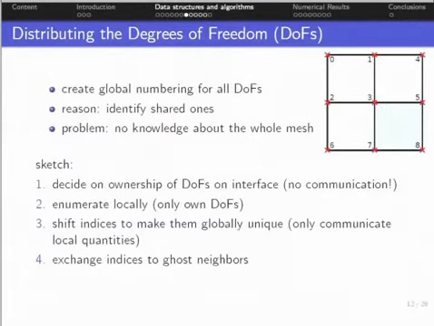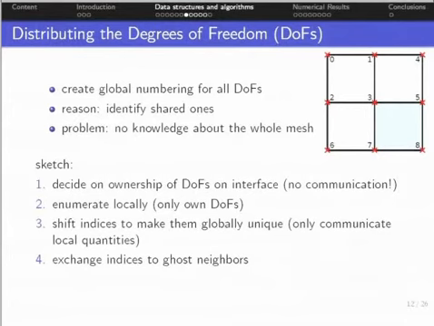Okay, so that's the meshing. And now we have the problem. In finite elements, you have your unknowns that live somewhere on your cell. For a simple linear finite element, you have one unknown on each vertex. It's obviously more complicated. You can have unknowns on the inside, on the faces, and so on. And what you need is some kind of global numbering for all these unknowns.